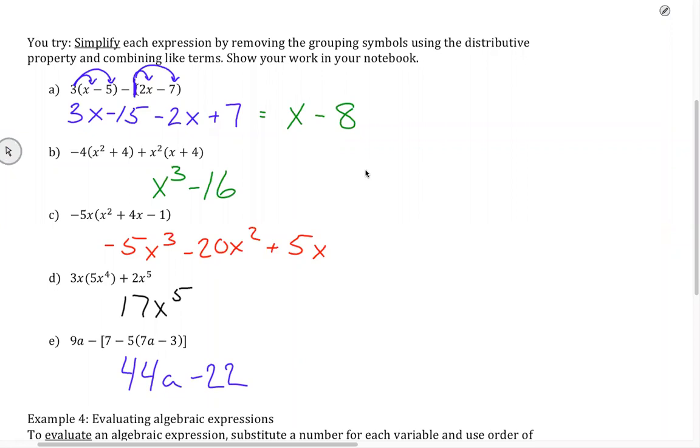Any questions? I'm confused about C. Gotcha. Who said that? Liam. All right, Liam. So this negative 5x, we're just going to distribute that to each of the three things in the parentheses. So negative 5x times x squared. x times x squared is x cubed. So it's just negative 5x cubed. Are you okay on that?